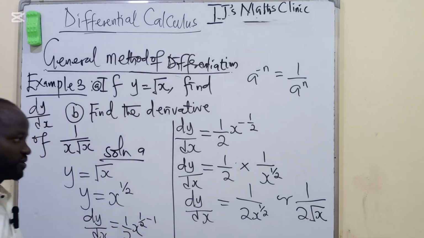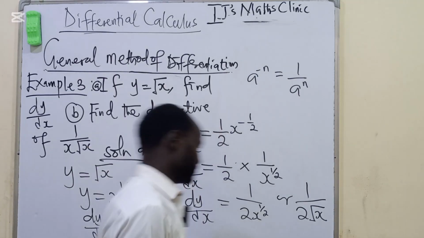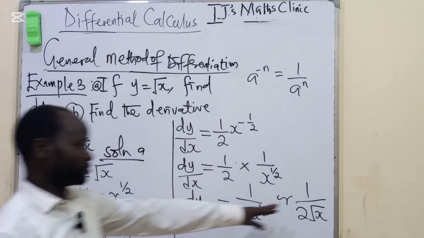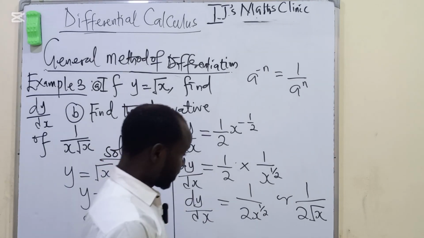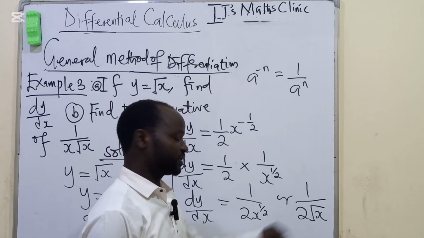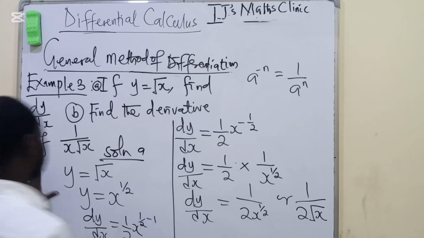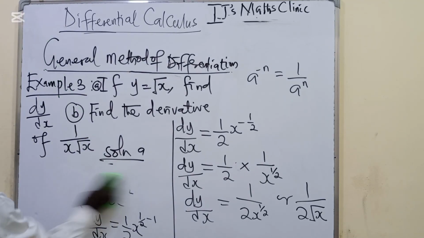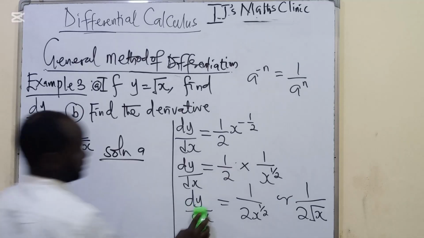x power half means square root of x. So this is said to be the solution. dy by dx is nothing but 1 divided by 2 x power half, or 1 divided by 2 root x. So this is the solution to A. Let's quickly move to B and look at what we'll get.